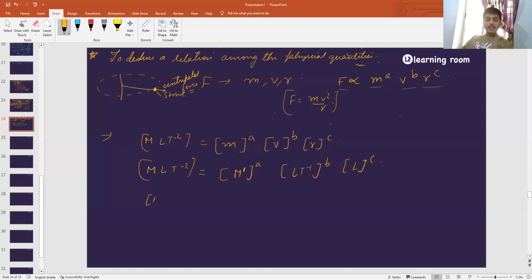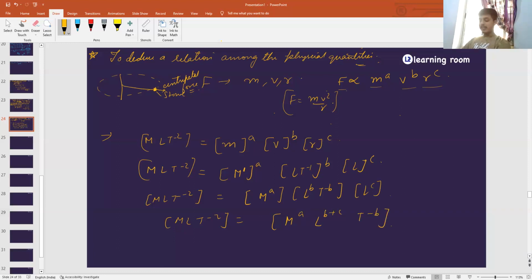Now, I'm just telling you, if you have any doubt, just poke me out there. If I combine it, I'll get M to the power A if I multiply 1 with A. Then I'll get L to the power B and T to the power minus B. And I'll get L to the power C now. So now here it is MLT to the power minus 2. On the right-hand side, it is M to the power A, L to the power, if I combine the length in all, it is B plus C, and T to the power minus B. Agree or not, everyone? Everyone say yes or no?